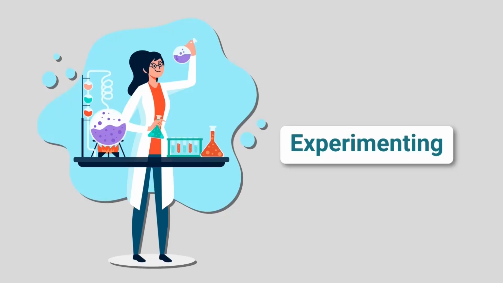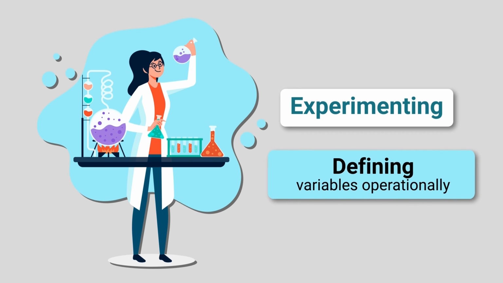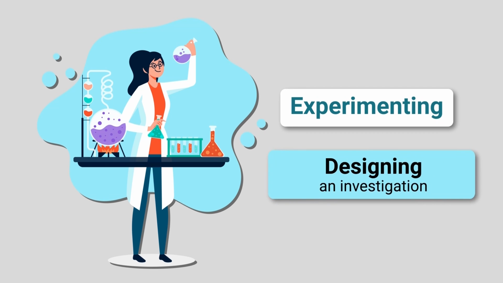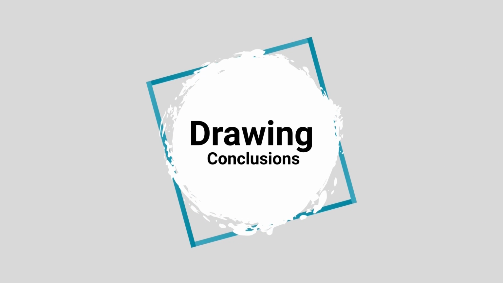These steps include identifying variables, formulating hypotheses, identifying factors, defining variables operationally, designing an investigation, conducting repeated trials, collecting data, analyzing and interpreting data collected. For example, the entire process of conducting the experiment on the effect of organic matter on the growth of a particular species of plants. Drawing conclusions.